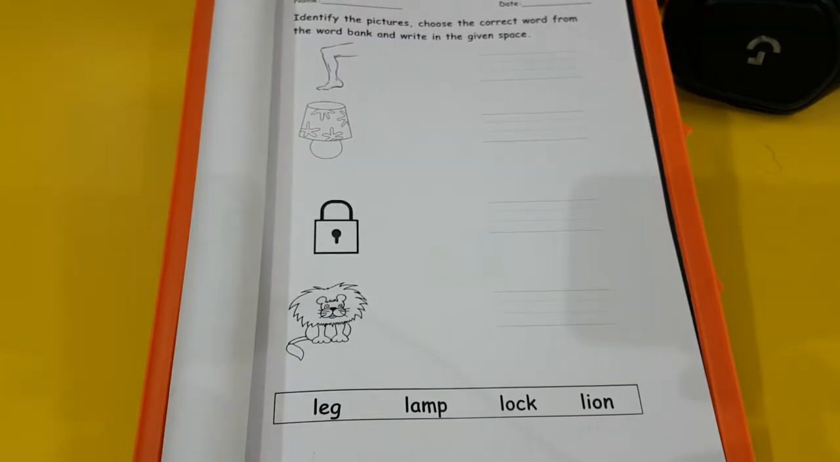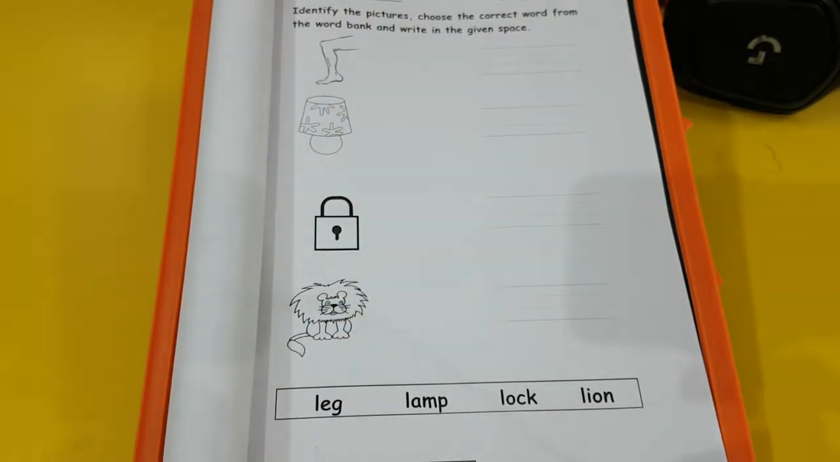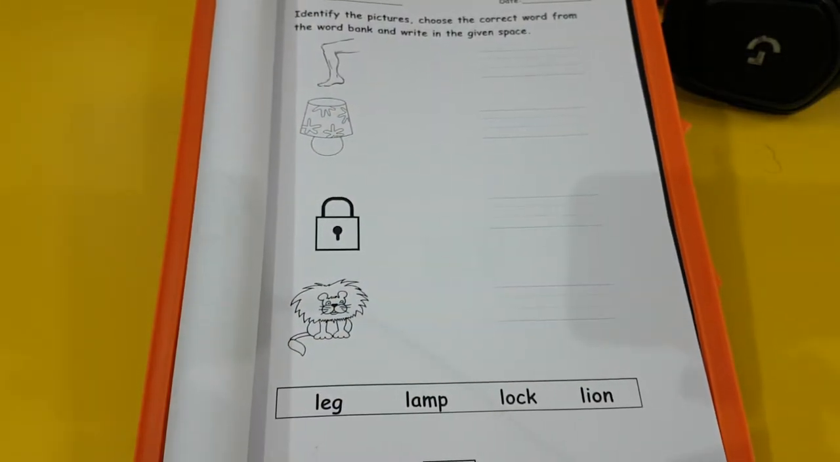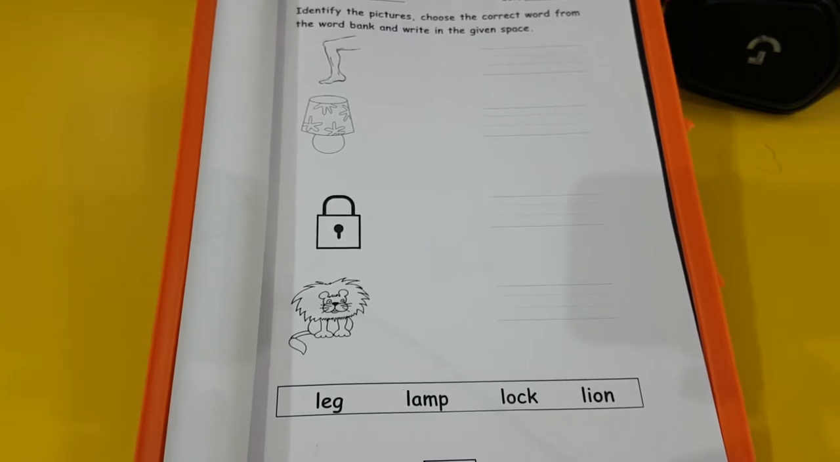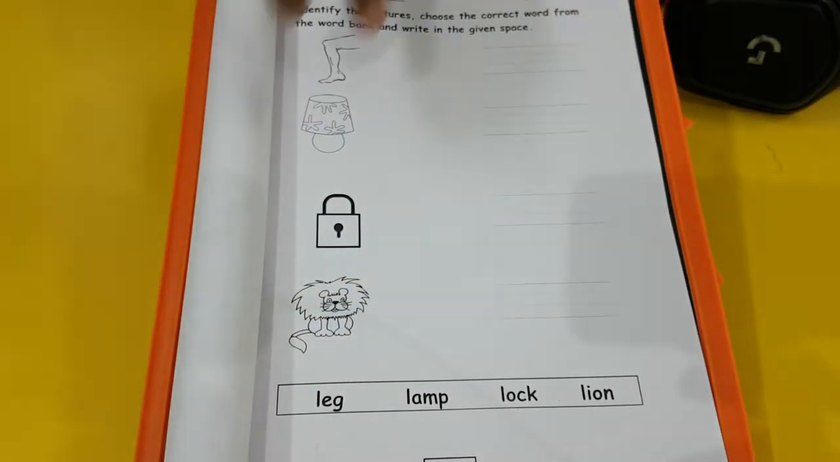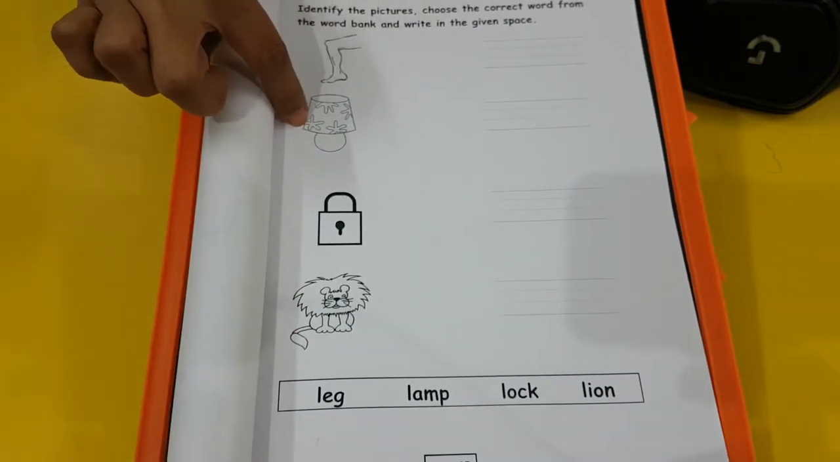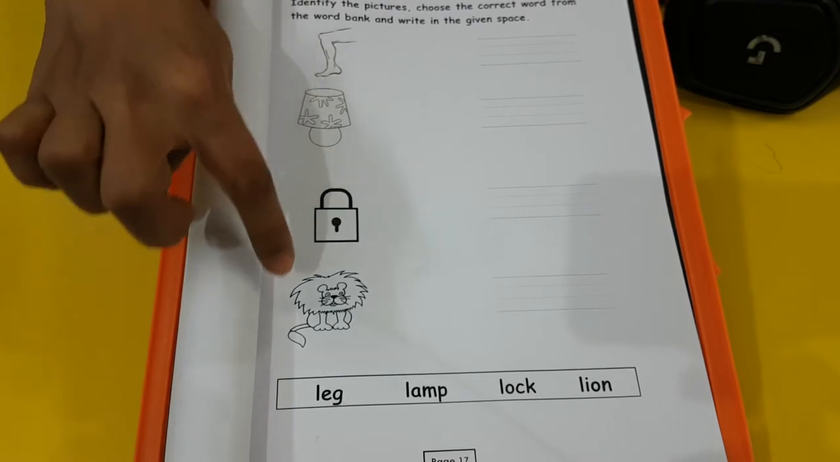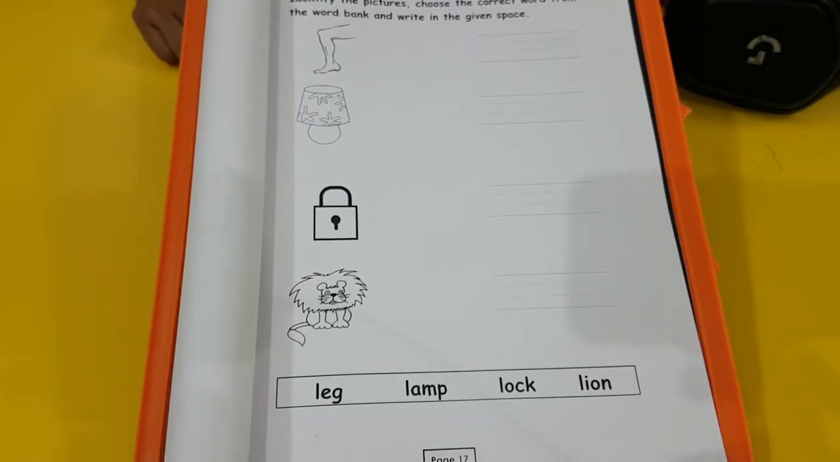Next, turn to page number 17. Again, you will find words given in the word bank. Those words are lion, lamp, leg, lock. Okay. Please read, blend and then write it. Leg. It's a lamp. This is a lock. And that's a lion. Okay. Please write it in the space provided.